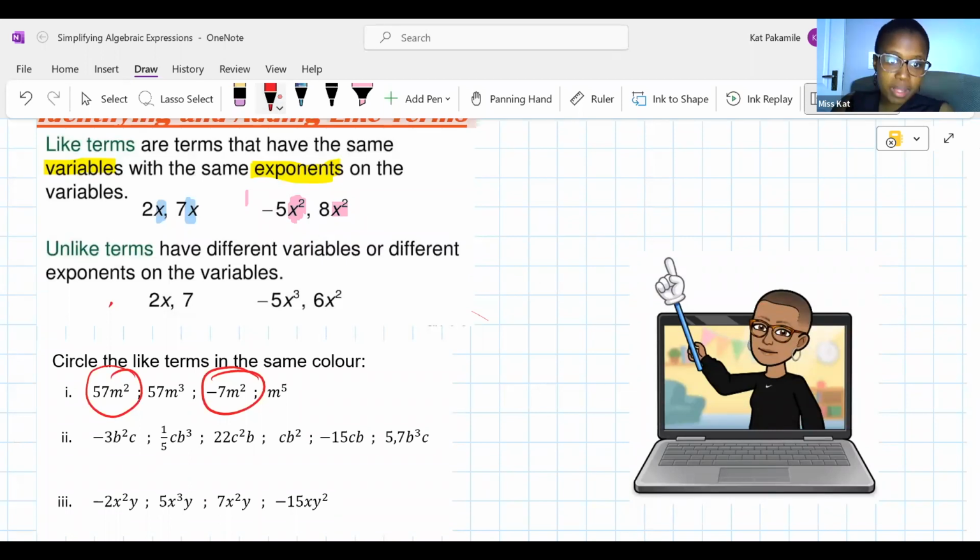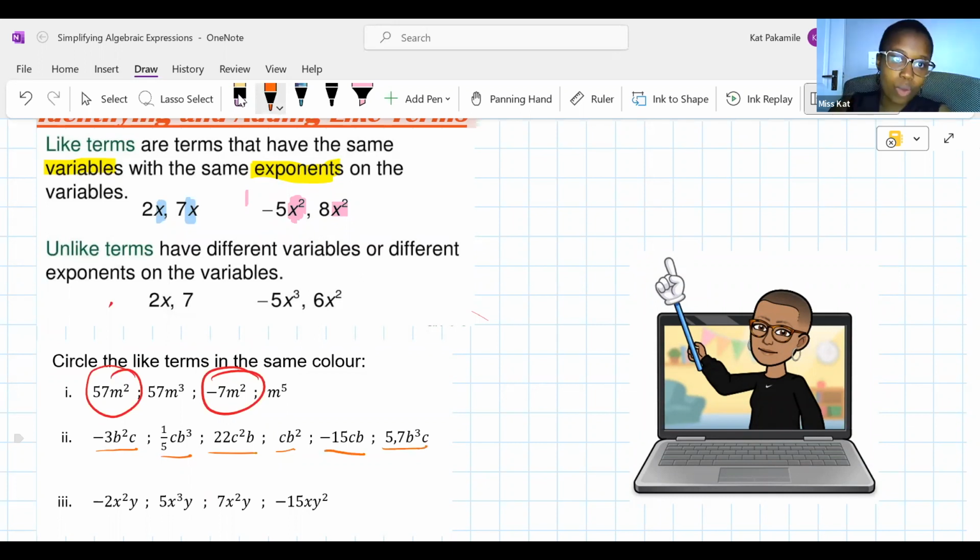Remember, the order doesn't matter if B is first or C is first. It does not matter. Your job is to count how many B's do I have, how many C's do I have, and then identify whether they are like terms or not. So let's talk about number 2, guys. So we have 2 B's, 1 C. Here we have 1 C, 3 B's. Here we have 2 C's, 1 B, 1 C, 2 B's, 1 C, 1 B, 3 B's, 1 C.